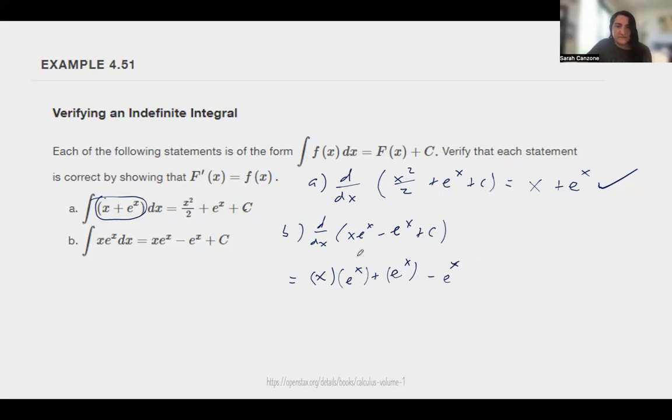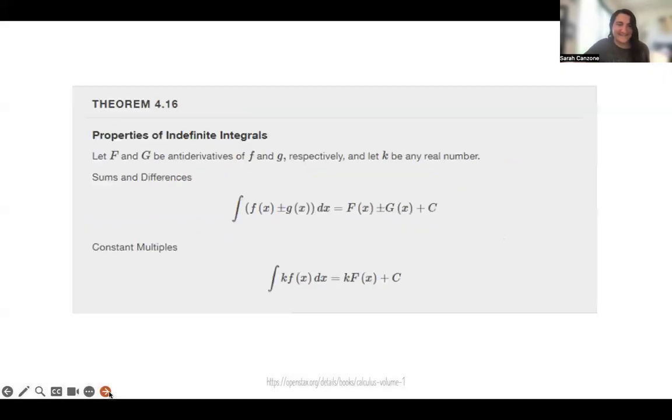Now we can simplify this because, as you see, this does not look exactly like x e to the x. But what you recognize, so here, this is x e to the x. This is e to the x minus e to the x. So these two terms just disappear. So we do, in fact, have x e to the x in both spots. So we've confirmed that this statement is true. I promise I'm not lying.